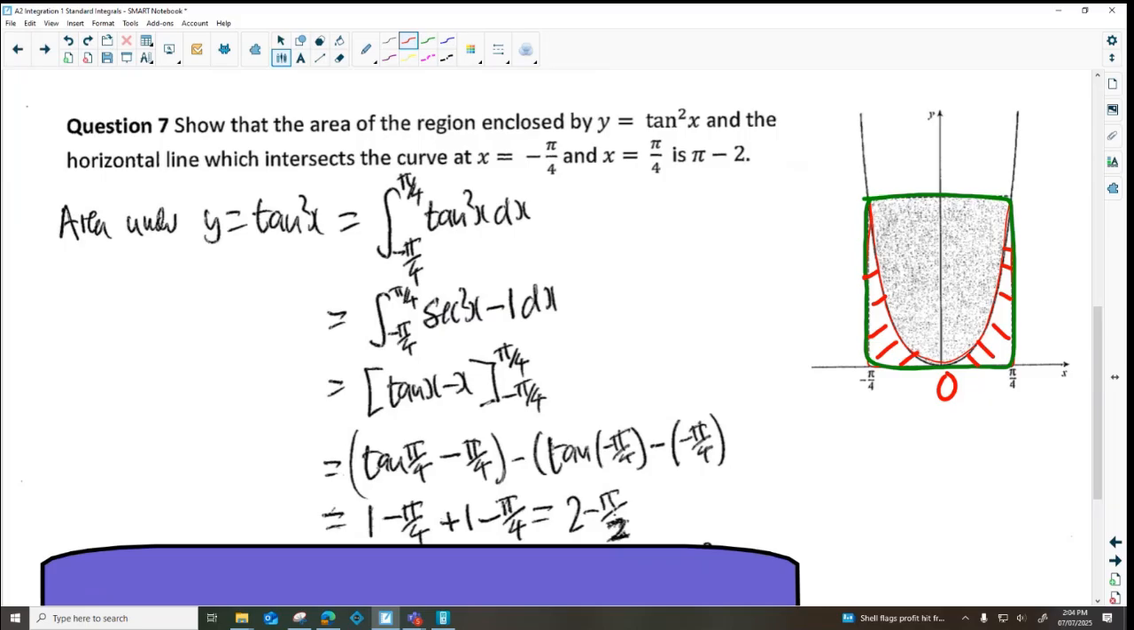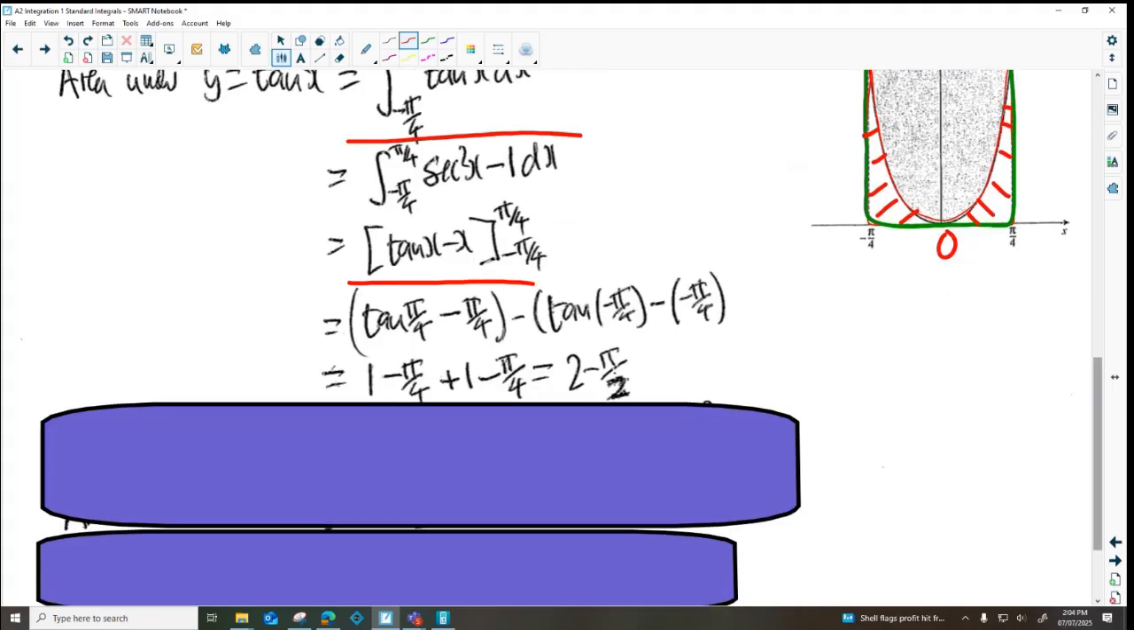So the area under the curve is the integral from minus pi over 4 to pi over 4 of tan squared x. To integrate tan squared, write it as sec squared minus 1. Sec squared integrates to give tan, and 1 integrates to give x. Then sub in x is pi over 4, sub in x is minus pi over 4, and subtract, and you will get this line here. Tan pi over 4, take away pi over 4, take away tan of minus pi over 4, take away minus pi over 4. There's a bracket missing there.